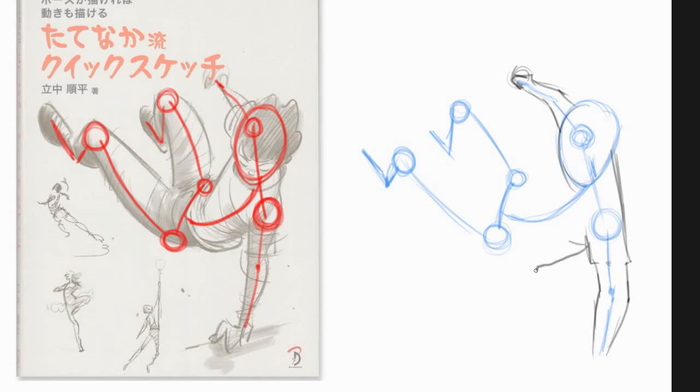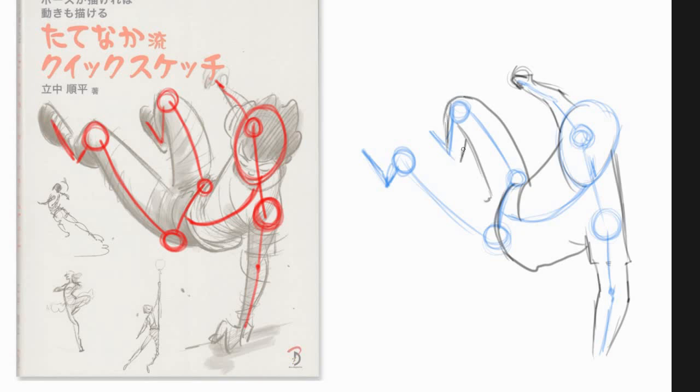So I have other videos about proportions, how to draw the head, how to draw hands, and so please check them out to draw the figure in details.